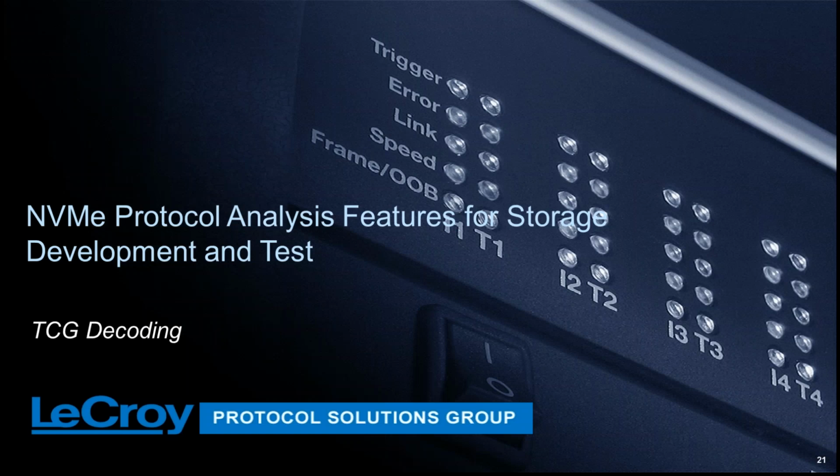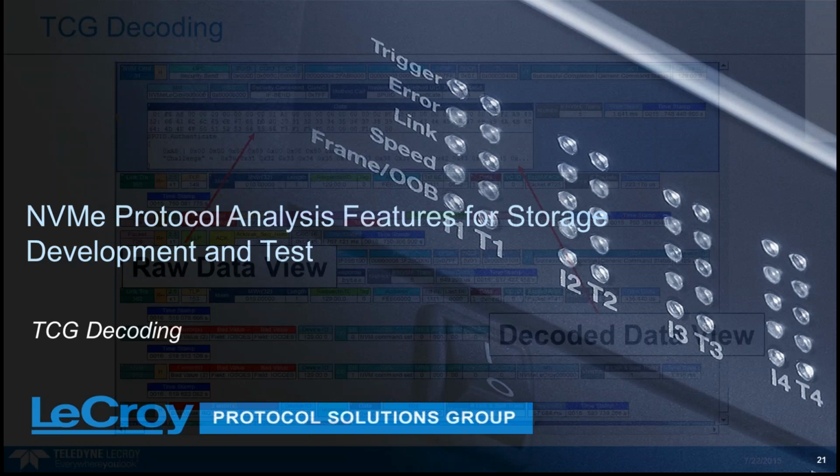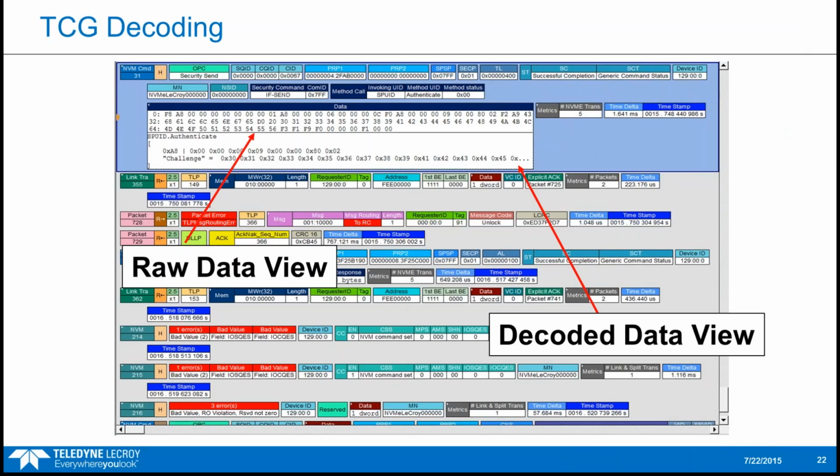Another area that's become very important is security. The TCG group, Trusted Computing Group, has created some new encrypted security that's being used in storage. The Teledyne LeCroy CATC view has a capability to decode things like method calls and various security commands that exist in transmission between a root complex and an endpoint or an SSD. What we're showing here is a decode where we show the raw data view, and then the decoded data view that comes from that.